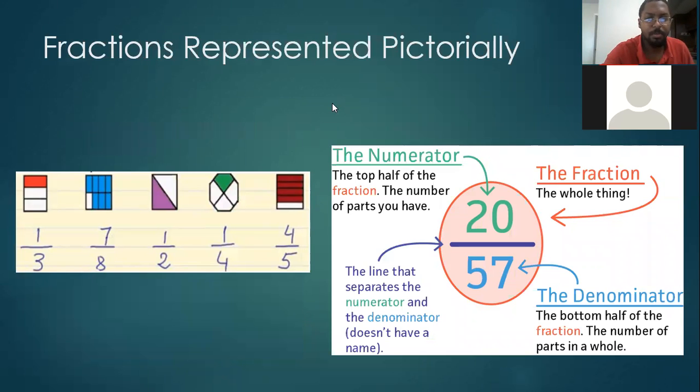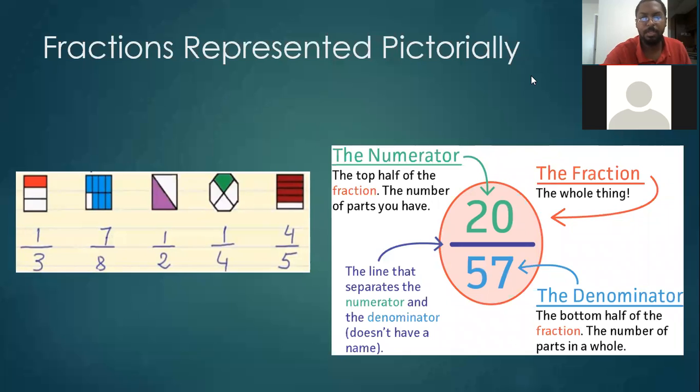You can see here some more pictorial representations of fractions. So if you look at the first one, we've got 1 out of 3. We've got 7 out of 8 total. 1 out of 2, 1 out of 4, 4 out of 5.